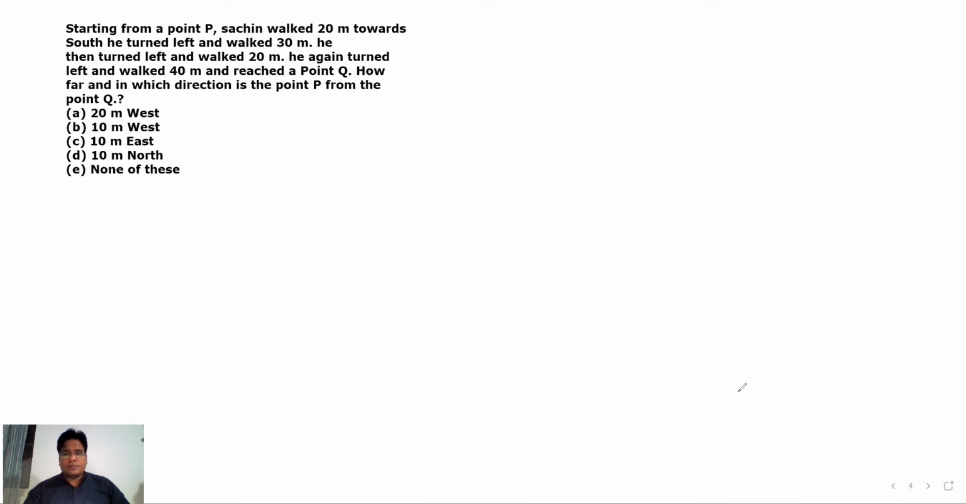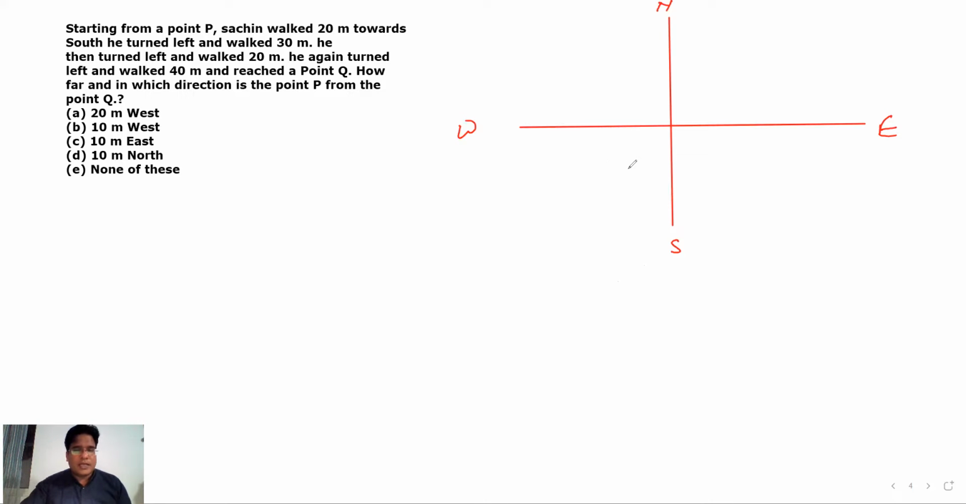From a point P, Sachin walked 20 meters towards south. First of all, I'm going to draw a direction line. This is my direction line here. North, south, east, and west. Before doing any question, you have to draw these lines. If you draw this line, there are better chances that the answer will be correct.